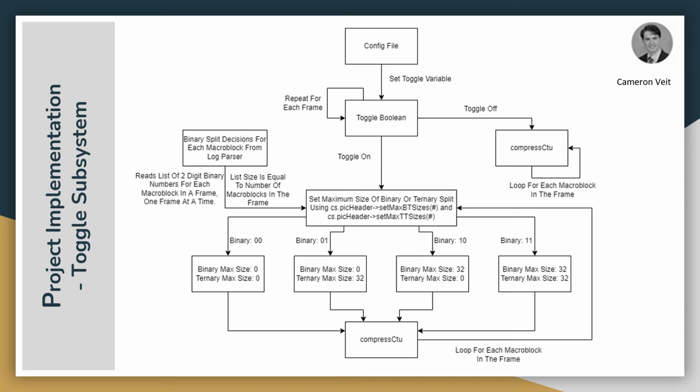Next up is the final implementation of the toggle subsystem. As can be seen in the diagram, this matches the final design of the toggle subsystem as well and varies greatly from the initial design. Instead of taking results from the AI unit to use as a config file like in the original design, it uses a list of 2-digit binaries from the data ingress subsystem to either disable or enable binary and ternary splits by changing their max size for each macro block in a frame.